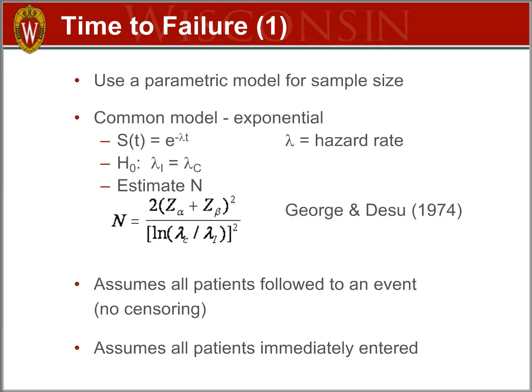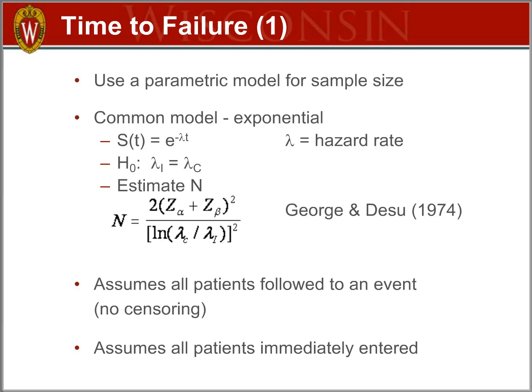This simple formula makes one very important assumption, that we follow all patients until they have the event. We say that's no censoring, that we follow all patients till death, or all patients till they have a tumor recurrence, or all patients till they have a heart attack. That's not a practical assumption in the trials that we usually would do because of time and financial considerations. It also makes another very important assumption, that we get all patients immediately. We have the pool of patients immediately available to us, and it's a matter of how fast we can randomize them. Both assumptions are not realistic, but the sample size formula gives us a sense of how to start thinking about this.